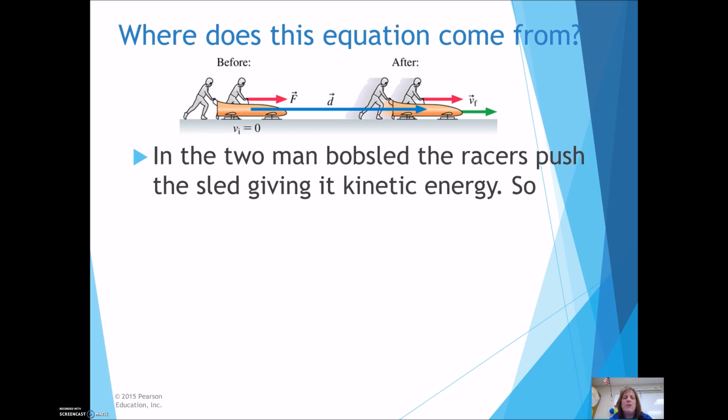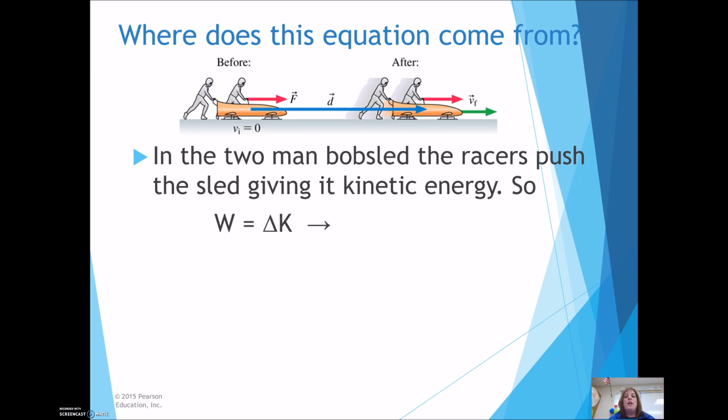Where does this equation come from? Do we just make this up? Is that what we do? We physicists, we just make stuff up? Well, it actually comes from work. So let's talk about a two-man bobsled. They're pushing their sled, they're applying a force to move it a distance, and they're giving it kinetic energy. So they're doing work that becomes a change in kinetic energy.